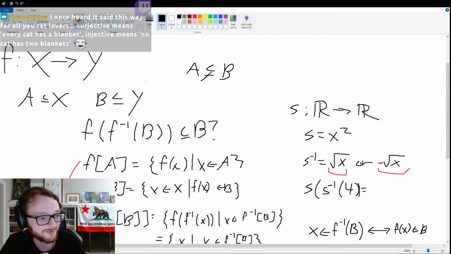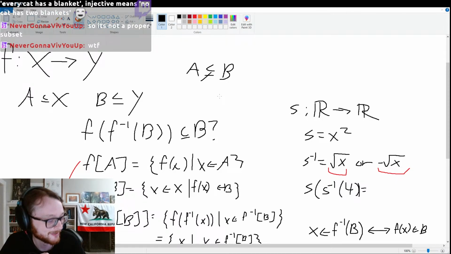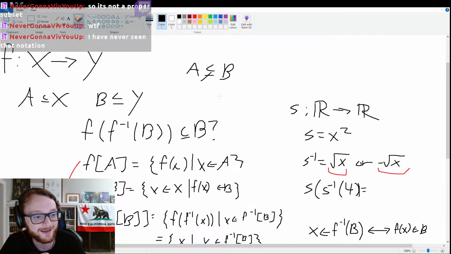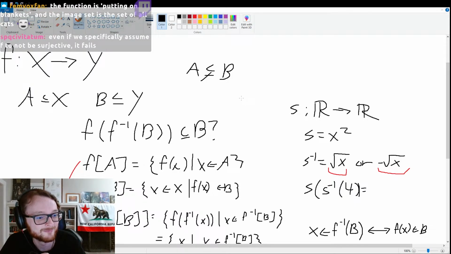Okay, so for the notation I'm used to, we can just put that bar there. Oh yeah, I've seen that metaphor before. I forget who said it though. Okay, so it does not have to be a proper subset. That's good to know. That's such a weird notation.